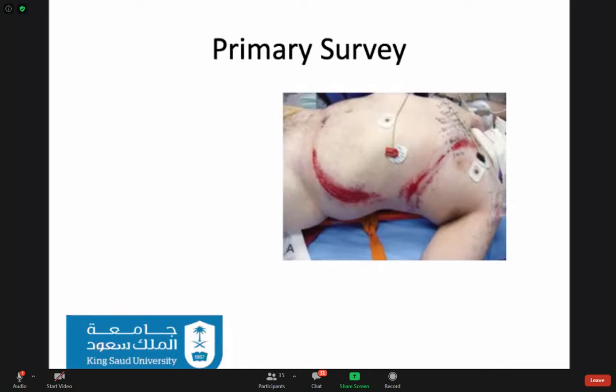Now, again, back to C. So C is where we check for abdominal distension, abdominal tenderness, pelvic instability, long bone fractures, any lacerations with ongoing bleeding. We make sure that the blood pressure is okay, the heart rate's okay. These will all give us indicators if there's any ongoing bleeding.